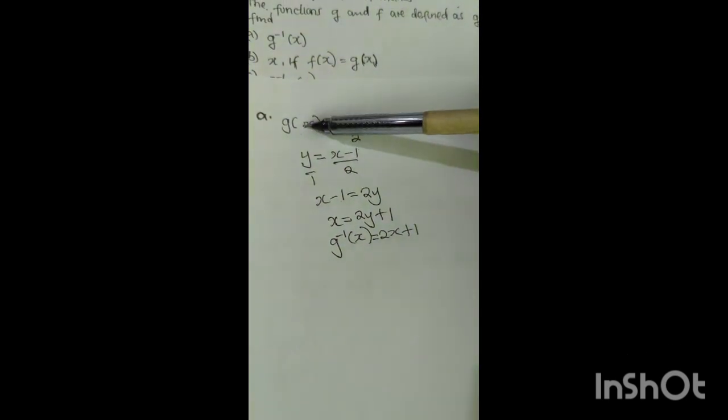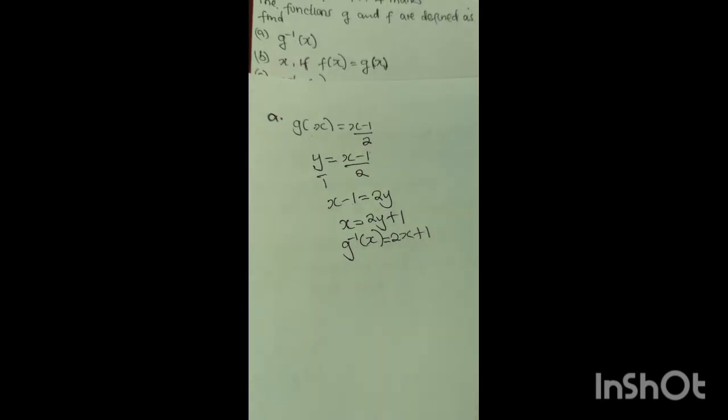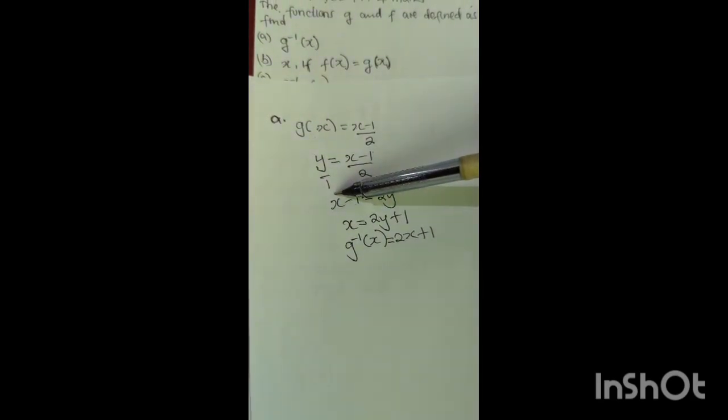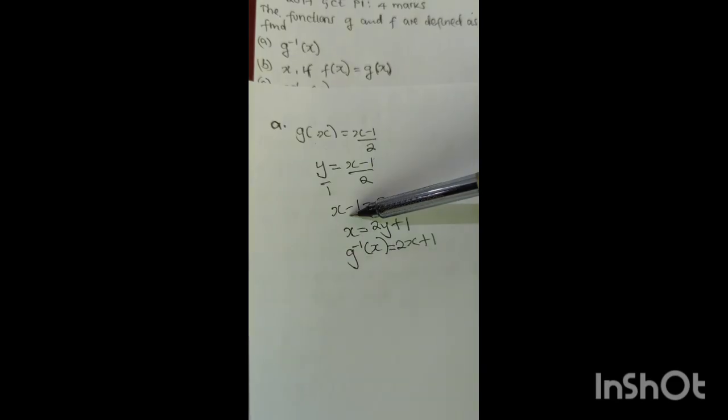So number 1, you write the function as it is. Number 2, where there's this function, replace with y, to become y is equal to x minus 1 over 2. Then you make x the subject of the formula by cross multiplying. So I put over 1 here and I cross multiplied. 1 by this, to still be the same thing.